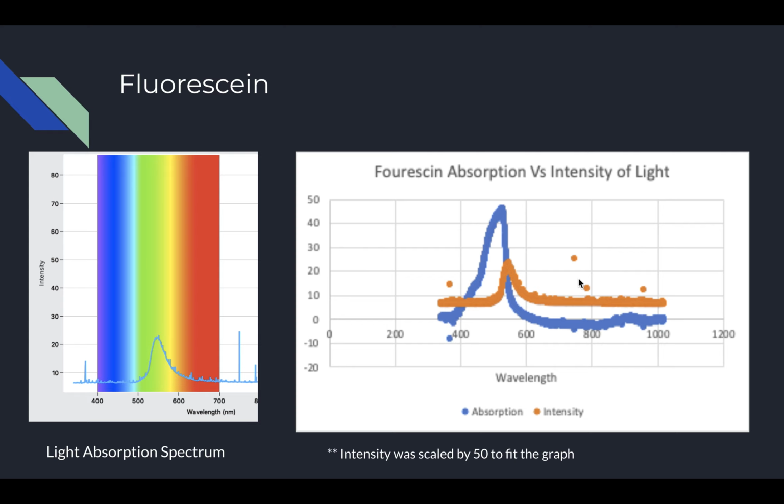For the fluorescein, we did the same thing with the spectrophotometer to replicate the graph of the absorption versus intensity of light. By doing that, we took the data from Excel and used it to make the graph, and the intensity was scaled by 50 to fit the graph.